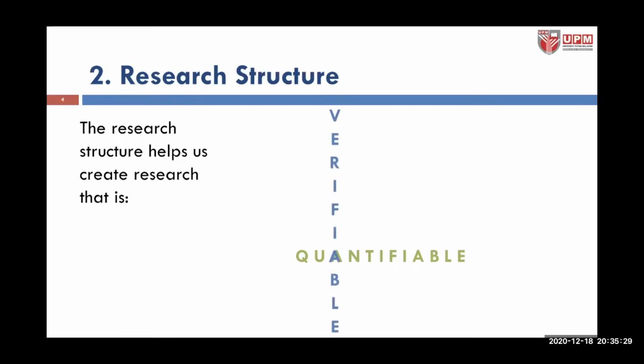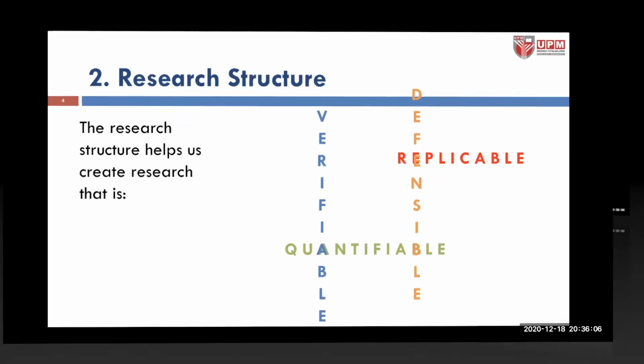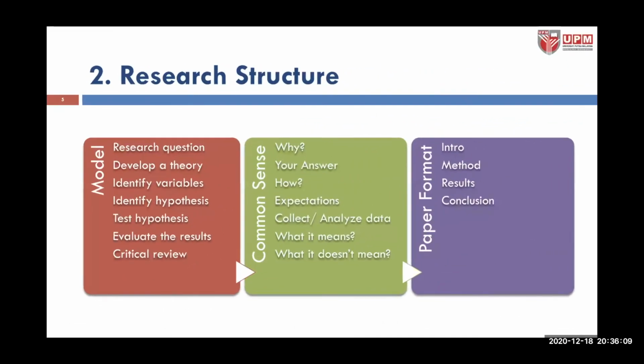It also needs to be verifiable, right? The topic or the research needs to be verifiable, and then it also needs to be defensible. You need to be able to justify and defend what the research is all about. And finally, good research can also be replicable, meaning that it can be repeated by other researchers, or you yourself want to repeat the test again and again. It is systematic.